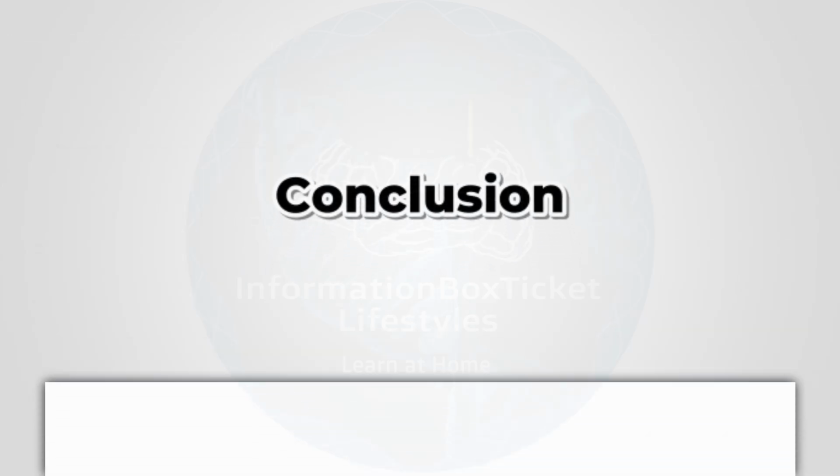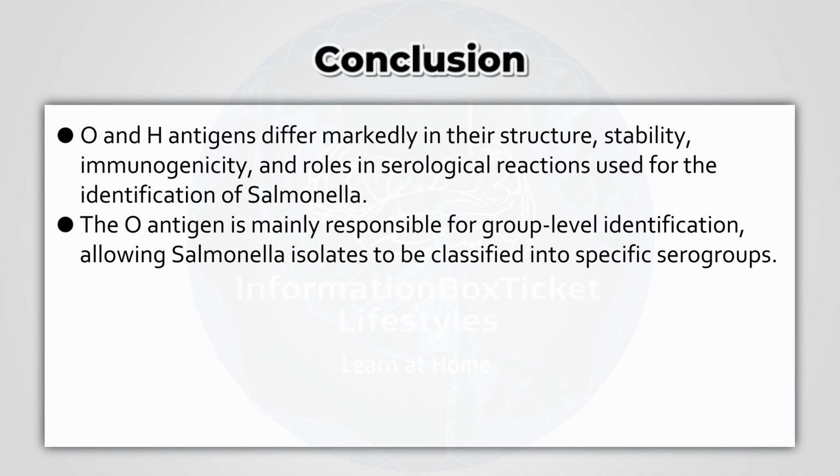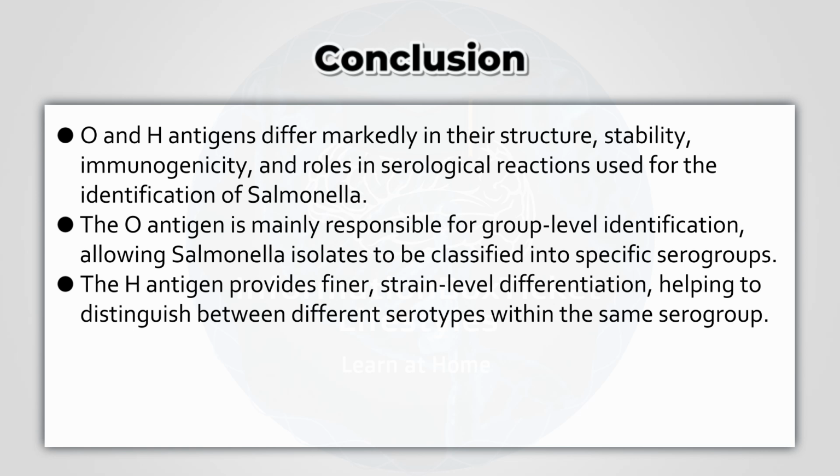Conclusion. O and H antigens differ markedly in their structure, stability, immunogenicity, and roles in serological reactions used for the identification of Salmonella. The O antigen is mainly responsible for group-level identification, allowing Salmonella isolates to be classified into specific serogroups. The H antigen provides finer, strain-level differentiation, helping to distinguish between different serotypes within the same serogroup.